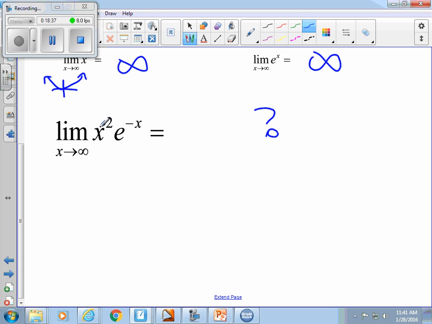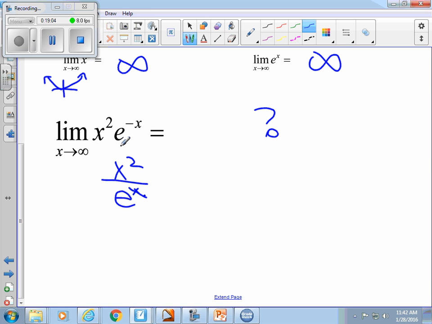Why it's a problem is if we plug in infinity, we get infinity, just forget that, x times 0. Why times 0? Because anything to a negative power, what does that do to it? Okay, in this format, I don't know the answer.